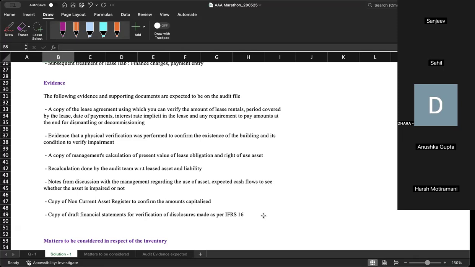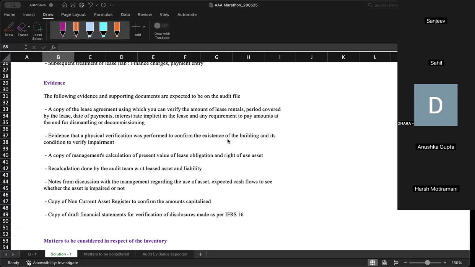Then recalculation done by the audit team. Management का calculation and your team has also worked on it, ना तो उन्होंने जो recalculation किया उसका outcome आपको लगेगा. Then notes from discussion with the management regarding the use of asset, that point which Falguni mentioned. Then copy of non-current asset register, copy of draft financial statements for verification of disclosures.